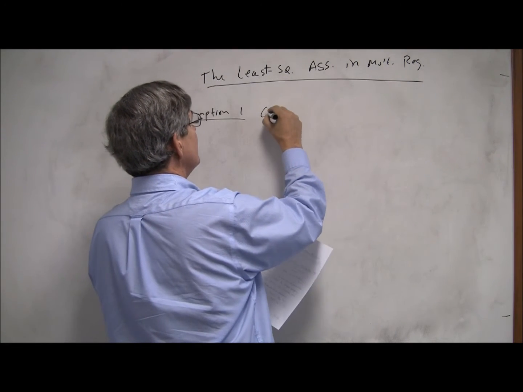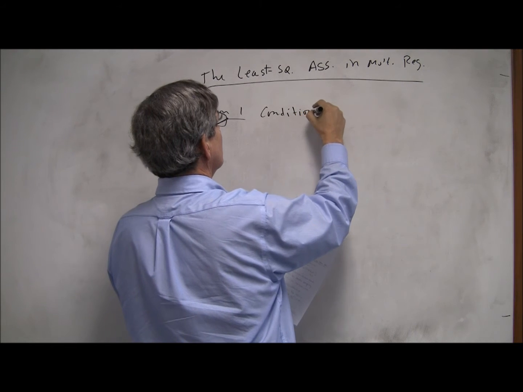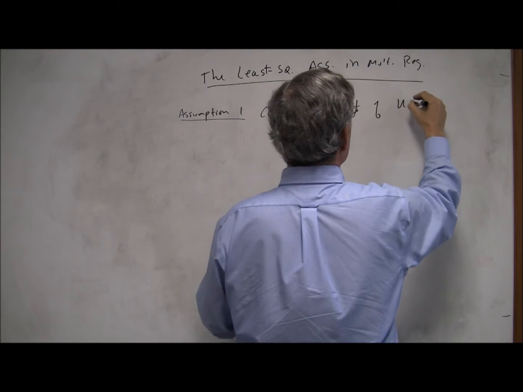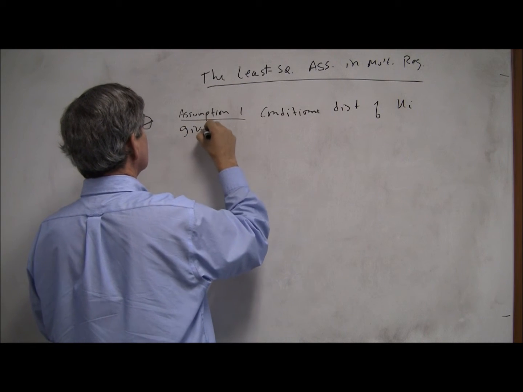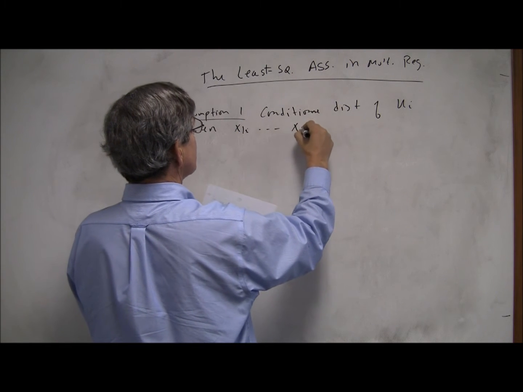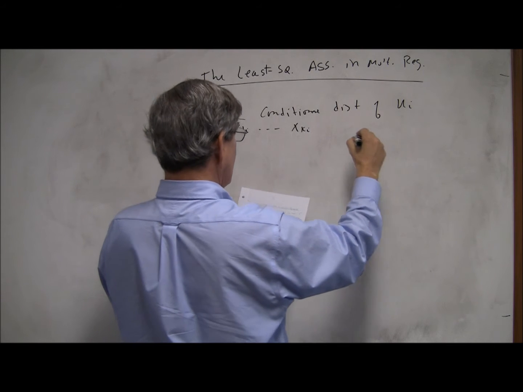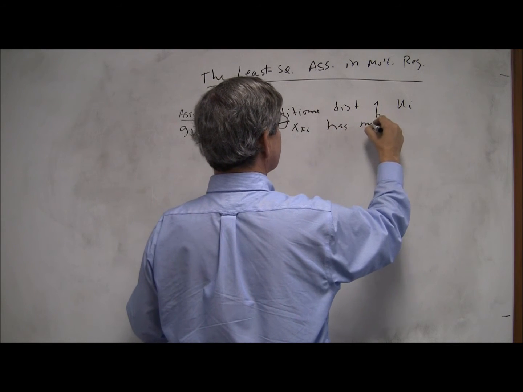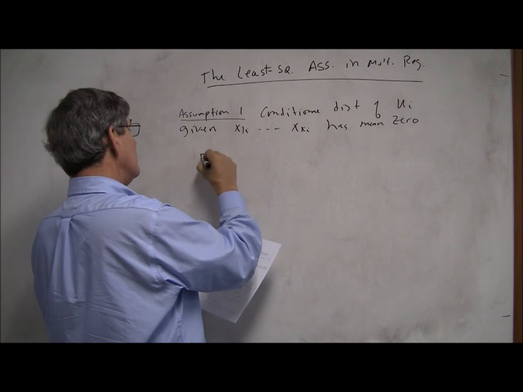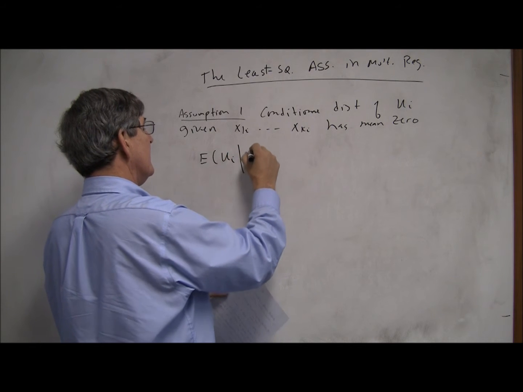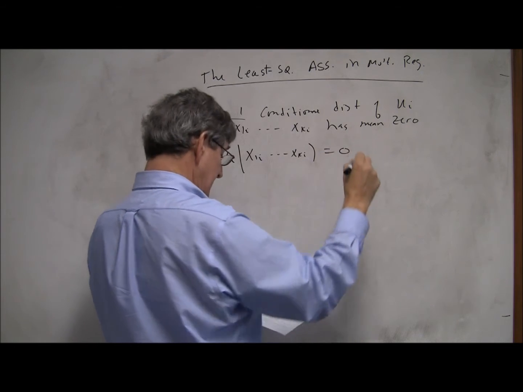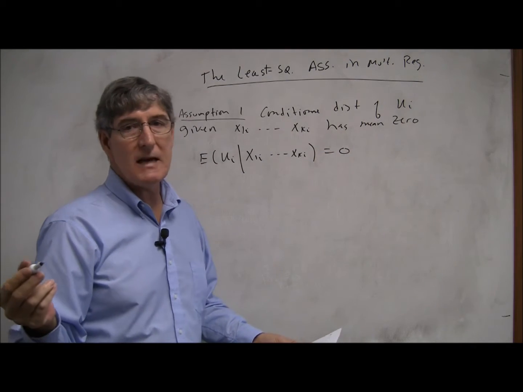So this is the one that the conditional distribution of the error term u_i given x_1i up to x_ki has mean 0. That is, the expected value of the error term u_i given x_1 through x_k has to be 0. And this is the same as before.